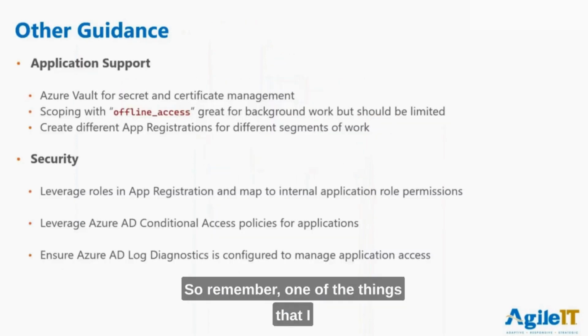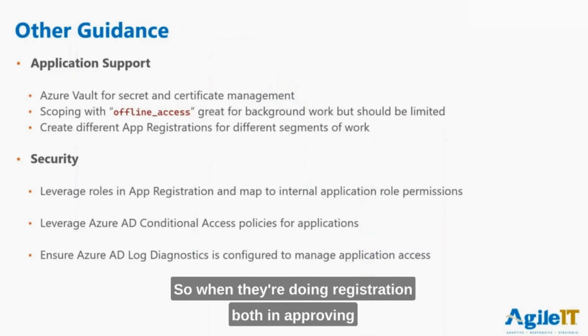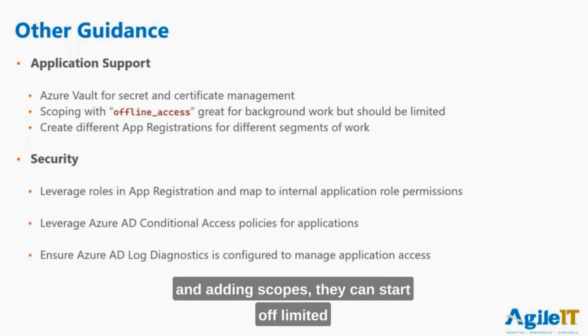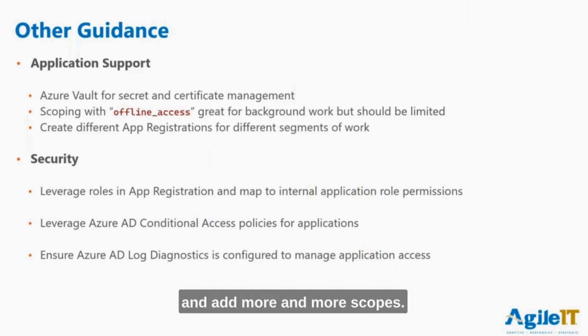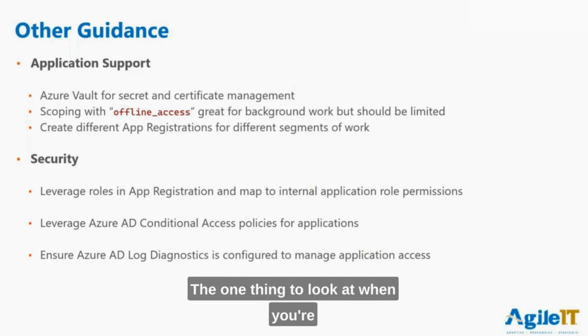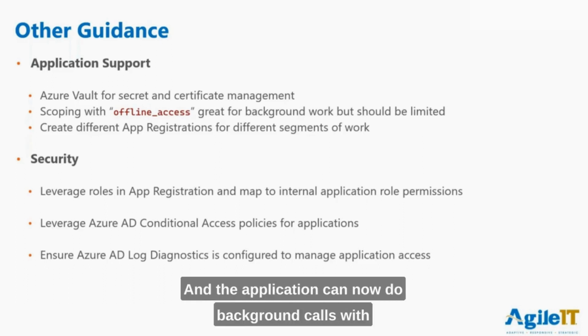So remember, one of the things that I talked about, I've kind of covered all these topics, but the one is offline access. So when they're doing registration, both in approving and adding scopes, they can start off limited and add more and more scopes. The one thing to look at when you're approving is this thing called offline access, because what that does is it's going to give the application a refresh token that's good for, I think, about 60 or 90 days, and the application can now do background calls with that refresh token they have, which is a string.